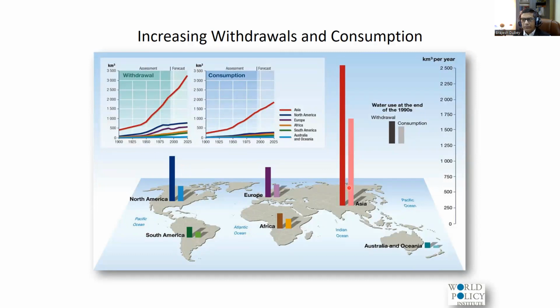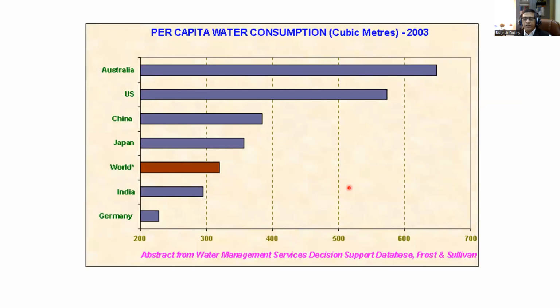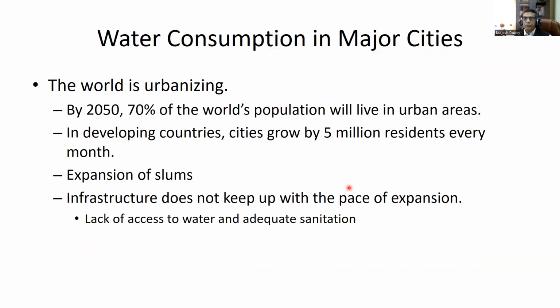We're using a lot of water, and we're consuming a lot of water, and we are having a water scarcity problem. Depending on where you are in the world, some people use more, some people use less. Per capita water demand in Australia is much higher compared to other countries like the US and China. Australia is higher because they have a lot of mining activity, and mining requires a huge amount of water.